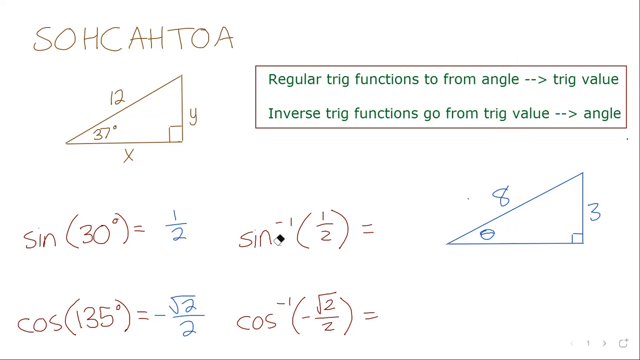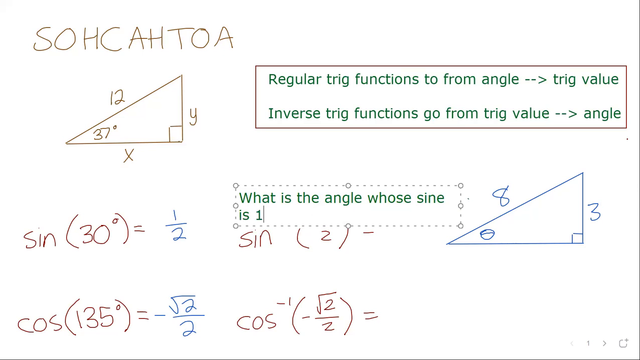This is the notation, the same as other inverse functions. This negative one is not an exponent, it just means inverse function. So we would say inverse sine of 1/2. What this is asking, and I'll type it here because I think it's a useful way to think of it, is: what is the angle whose sine is 1/2?